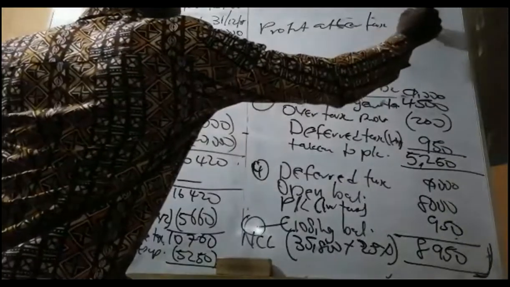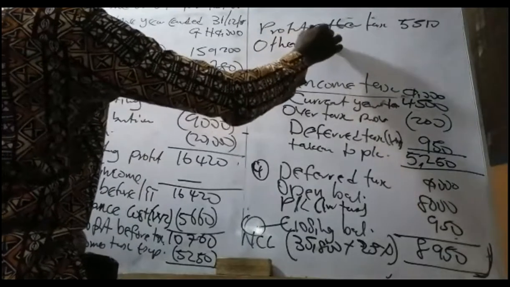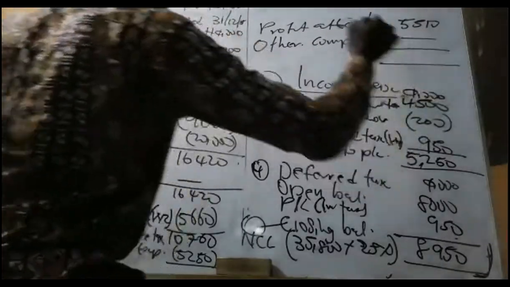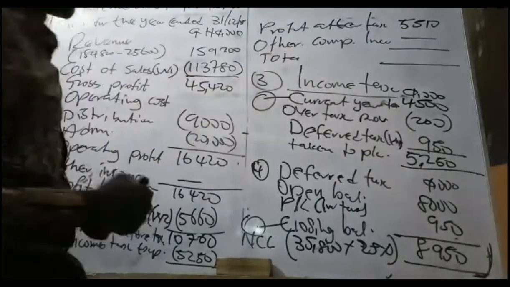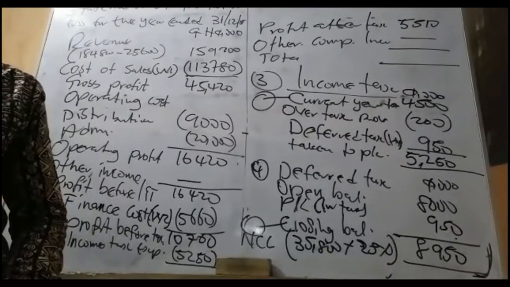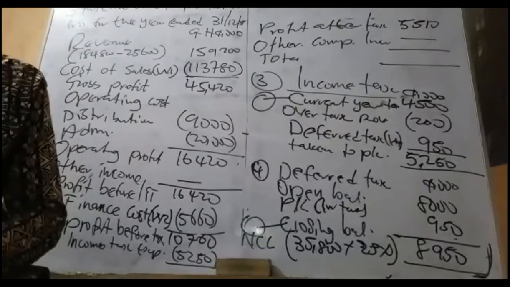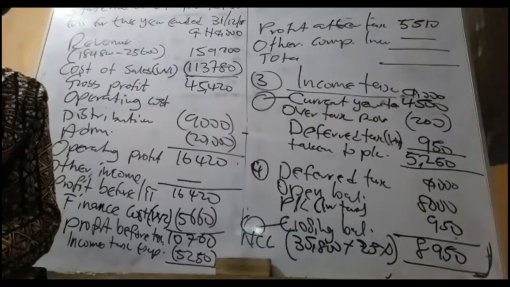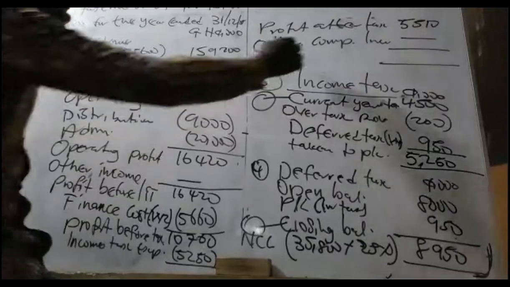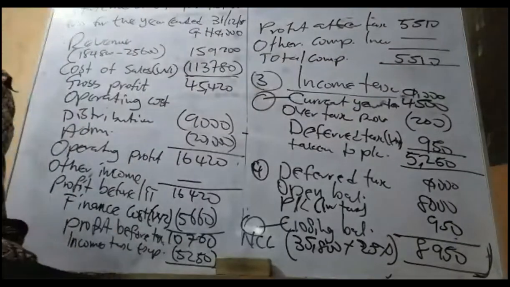So 5,510. Then there is other comprehensive income. Other comprehensive income, dash. So therefore, the total comprehensive income is what? Is there any revaluation or reclassification? No revaluation gain, no reclassification. So finally, we are done. We tell the examiner that the total comprehensive income will be 5,510. That is the end of the profit and loss.